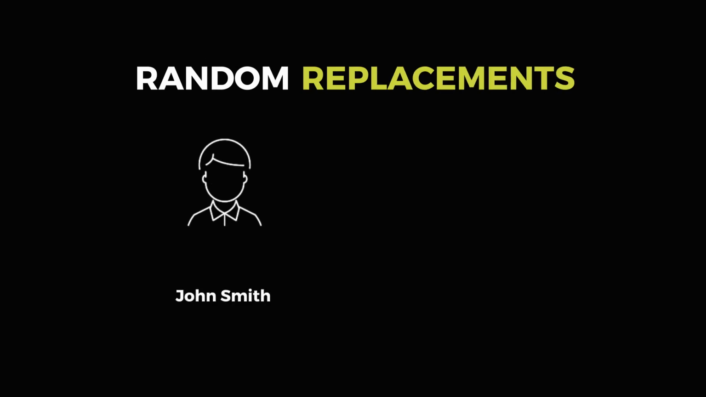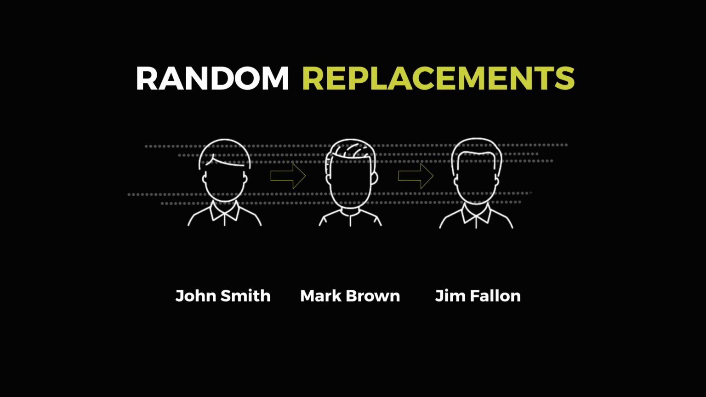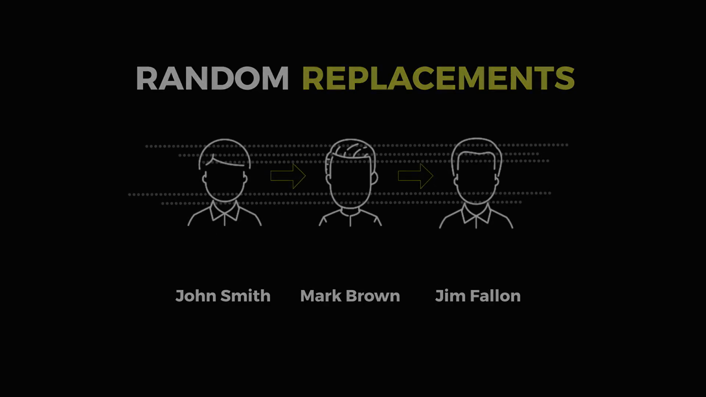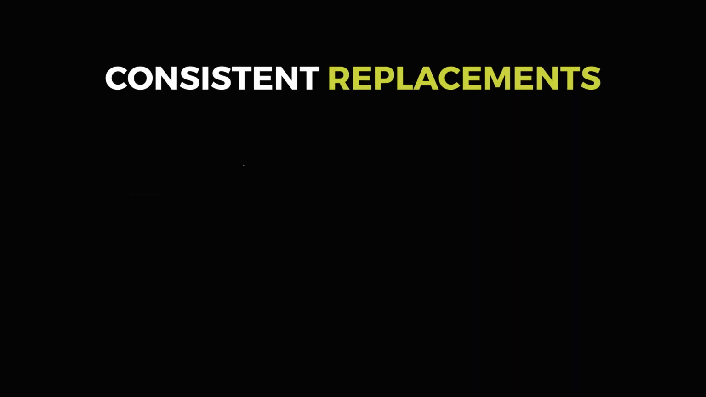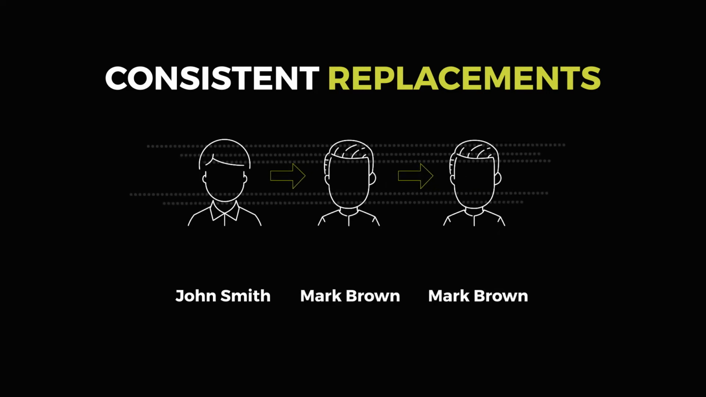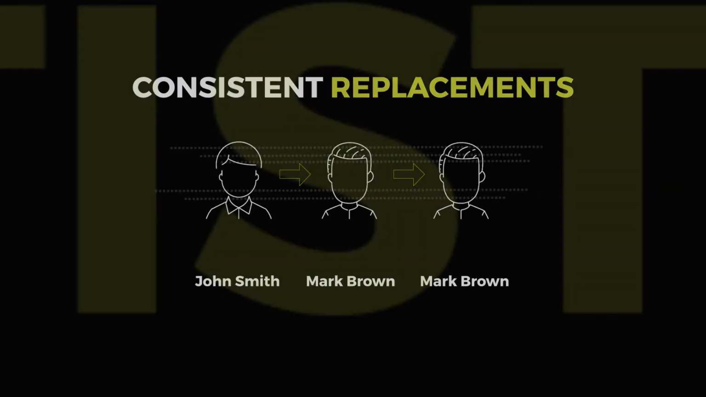Random replacements. For example, John Smith gets randomly replaced with another name, but each time John Smith goes through the pseudonymization process, the replacement names will vary. Consistent replacements. For example, John Smith gets replaced with the same replacement name each time, thus enabling analysis of this customer over time, but without revealing their identity.